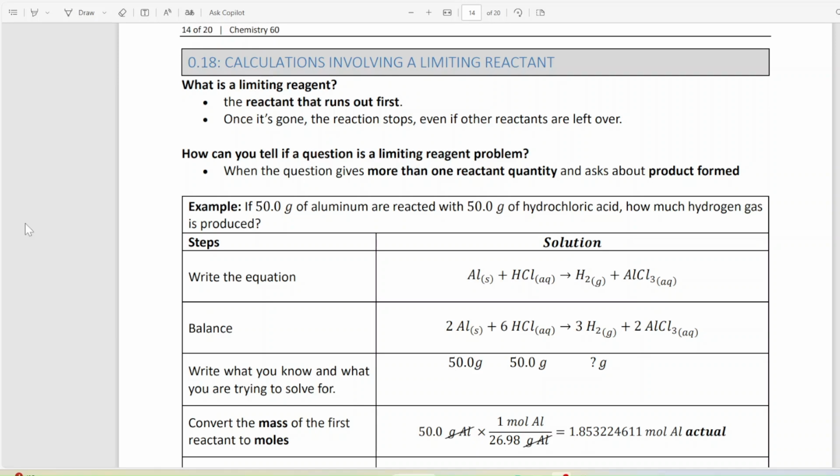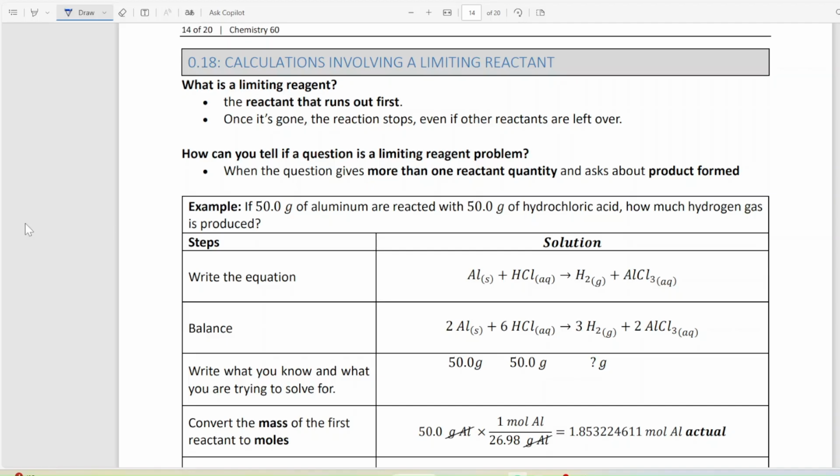All right, building up. So now that you understand stoichiometry, now we're going to do calculations involving a limiting reactant. So what is a limiting reactant? A limiting reactant is the reactant that runs out first. Once it's gone, the reaction stops, even if there are other reactants left over. So they're the things that limit your reaction.